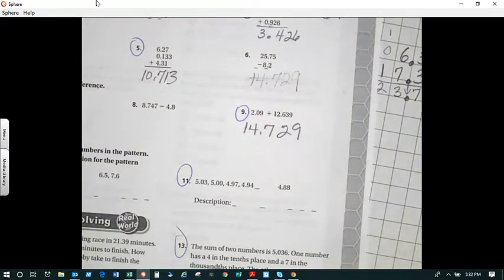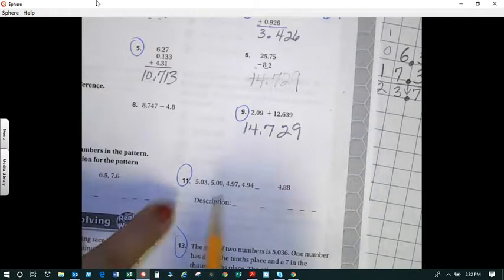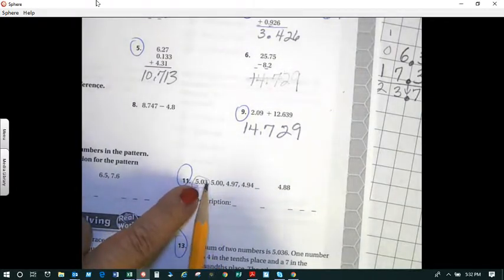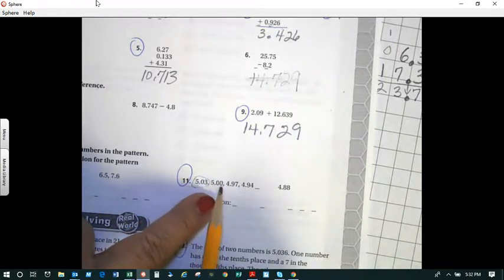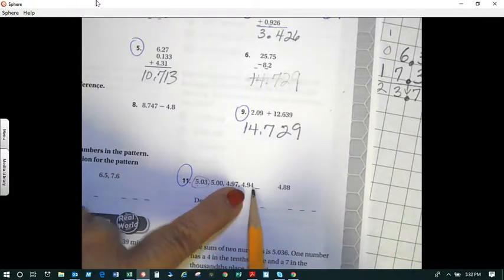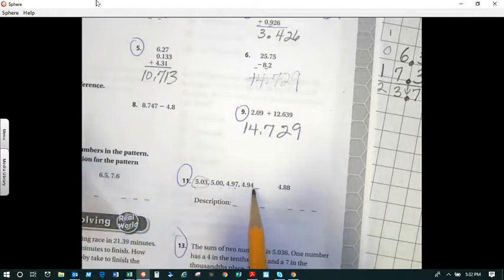Number 11 is we're looking for the pattern, and you've been doing patterns since, oh my gosh, you were tiny humans. And so I have to look at the first one. I have 5 and 3 hundredths. Then the second one is 5 wholes. The next one is 4 and 97 hundredths. The next one is 4 and 94 hundredths. What am I doing here? Yeah, I'm taking 3 away.